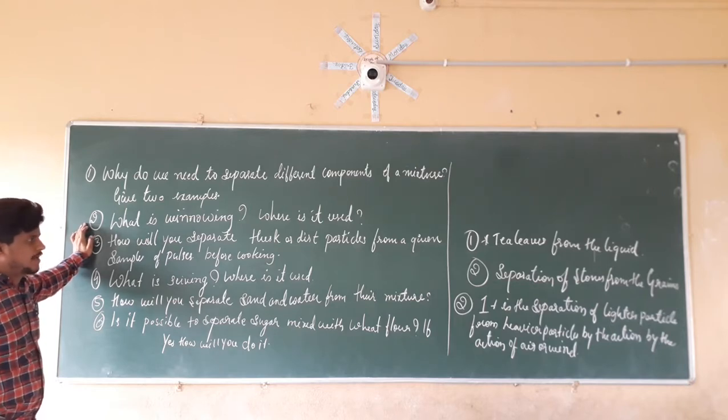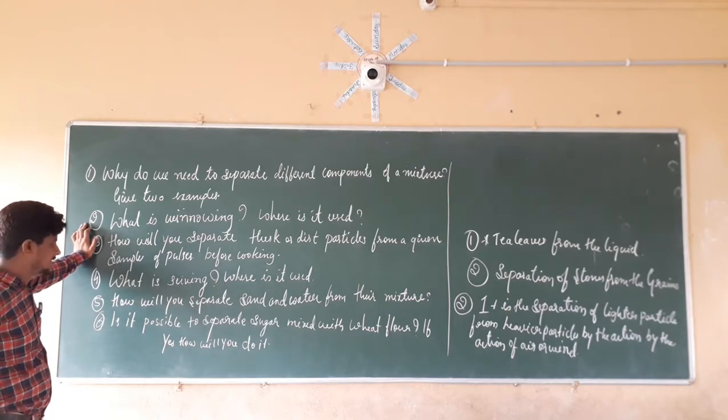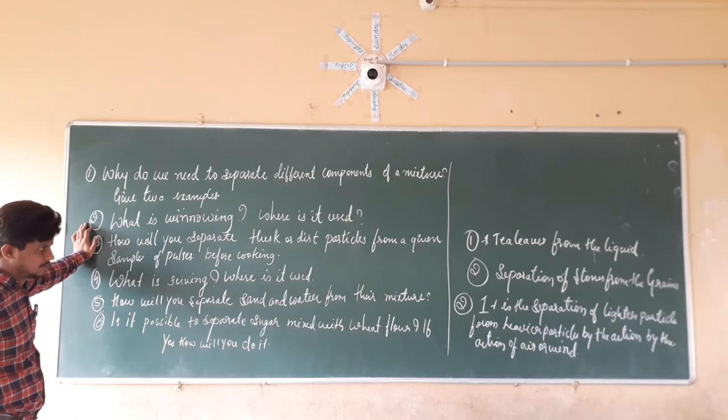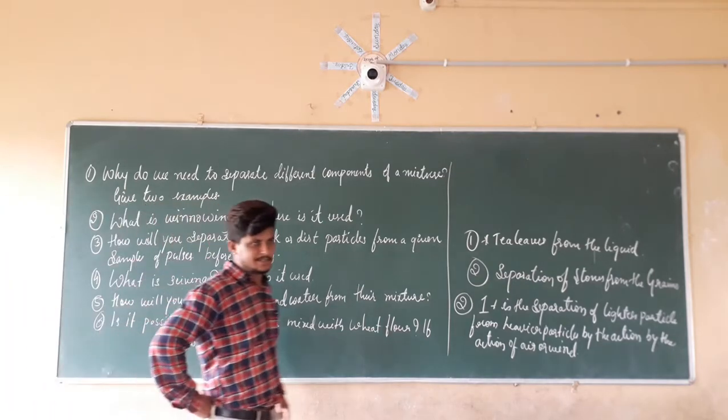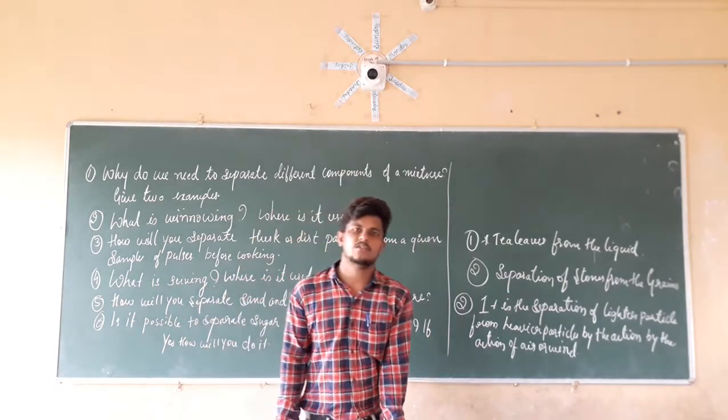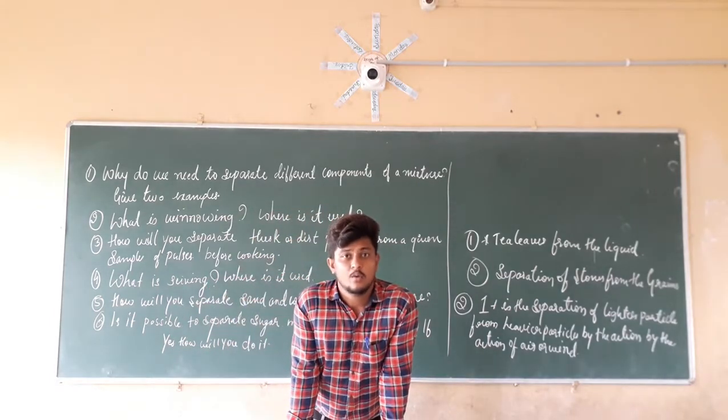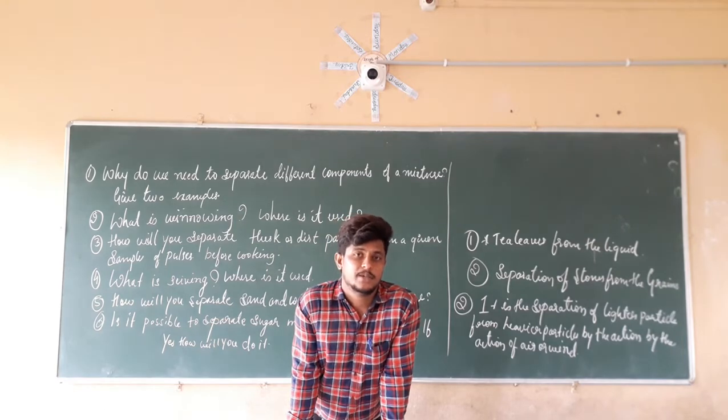How will you separate husk or dirt particles from a given sample of pulses before cooking? Everyone knows that before cooking, they are going to wash the pulses. How do they wash them? They are going to separate some husk as well as dirt particles.